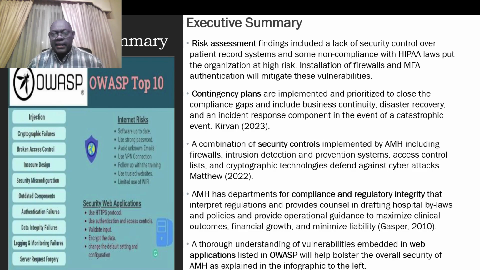The hospital departments for compliance and regulatory integrity interpret regulation and provide counsel in drafting hospital bylaws and policy. A thorough understanding of the vulnerabilities embedded in web applications listed in OWASP will help bolster the overall security of the hospital, as explained in the infographic to the left.